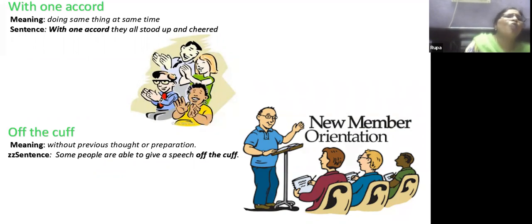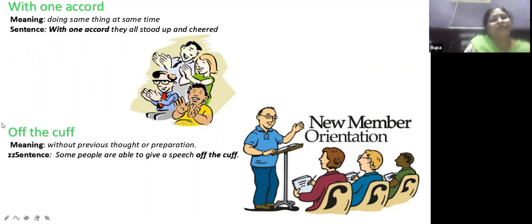With one accord. With one accord means doing the same thing at the same time. Now it can be used in a sentence like this, children. With one accord, they all stood up and cheered. It means all of them did the same action of cheering, and at the same time they were doing it.